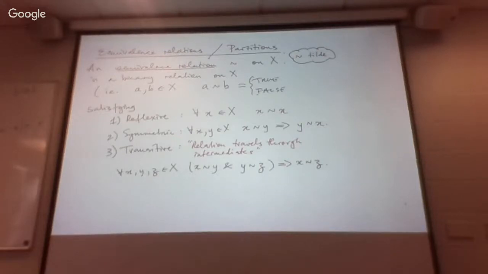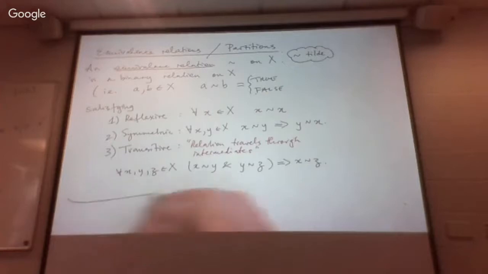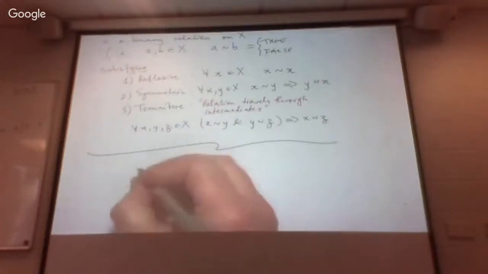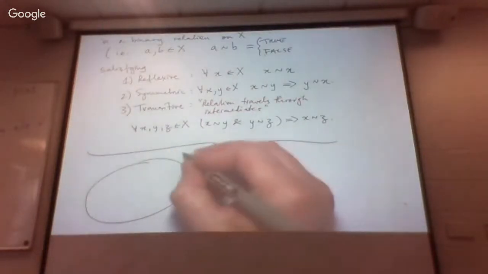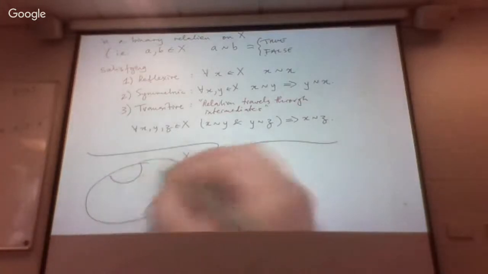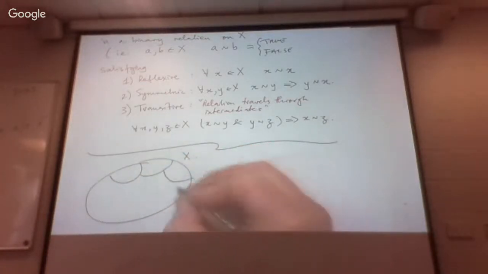Okay, so that's an equivalence relation. We're going to prove in a moment that our congruence relation is an equivalence relation. What's a partition? A partition is when you take a large set X. It's a really simple idea, a very fundamental, universal idea. You take a large collection of things and you divide them up into a collection of subsets.